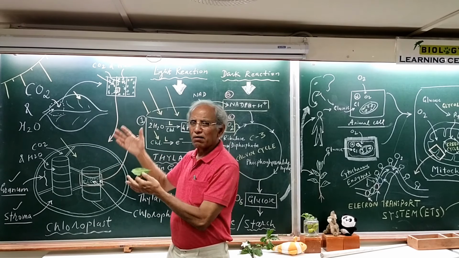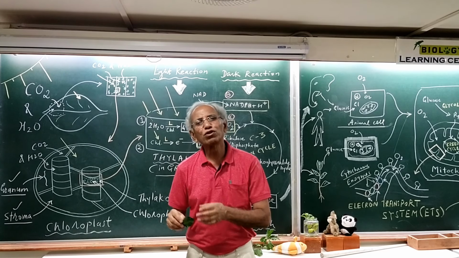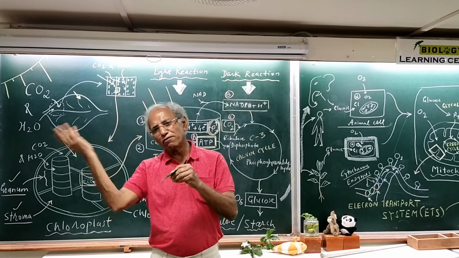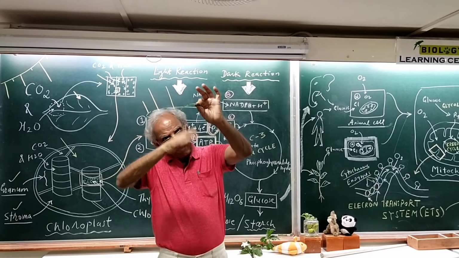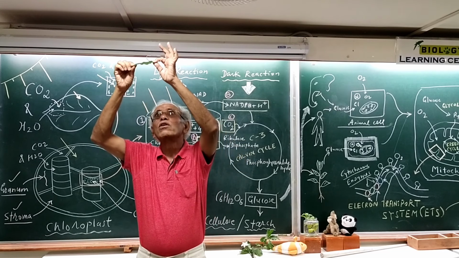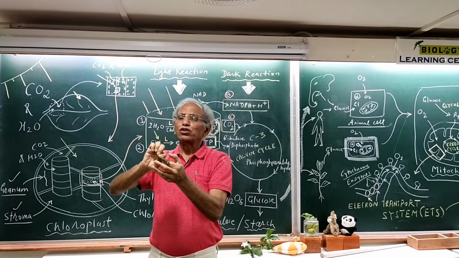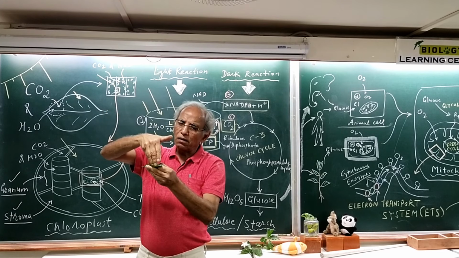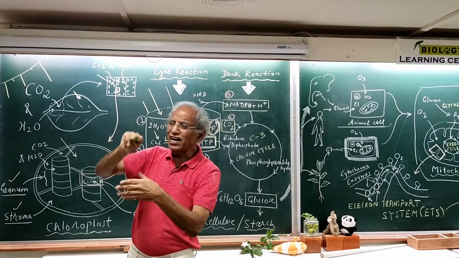My God, the amount of photons is so much and leaves don't want all of them. Most of it will be reflected. Some of the light will be absorbed. Some will pass through. I can hold a leaf and see that a lot of light is passing through. So the light is falling on this, partly reflected, partly passing through, and some of it is going into the cells.